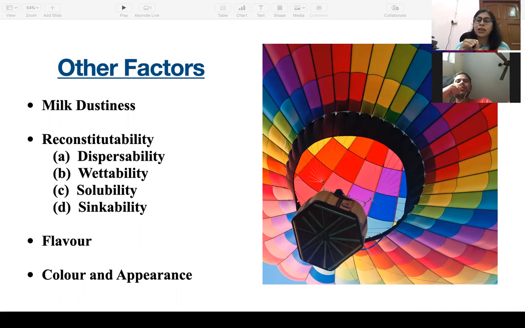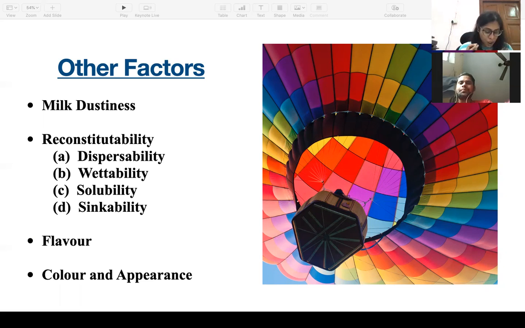Some milk particles are very small in nature. What happens? They're small and light. As a result, they become airborne. They start floating in the air. Those particles are known as milk dust. Now, if milk dust is more, then what happens? There are packaging losses because we are not able to entrap those particles. Clear?